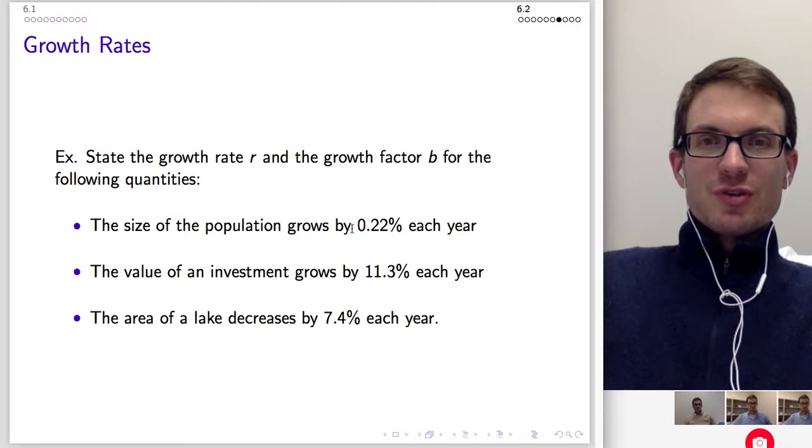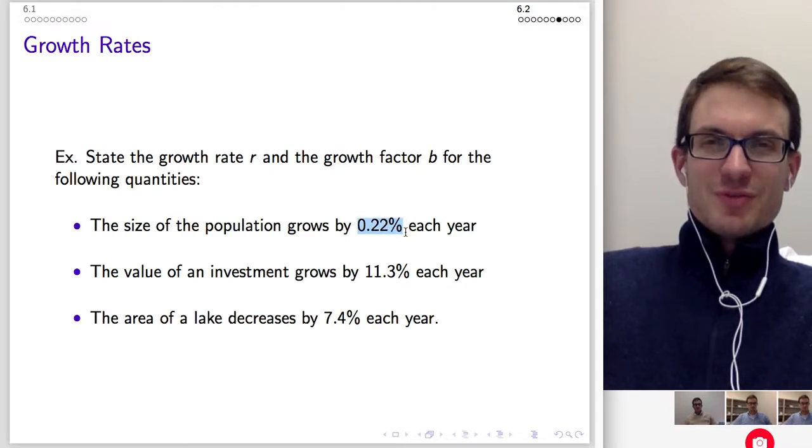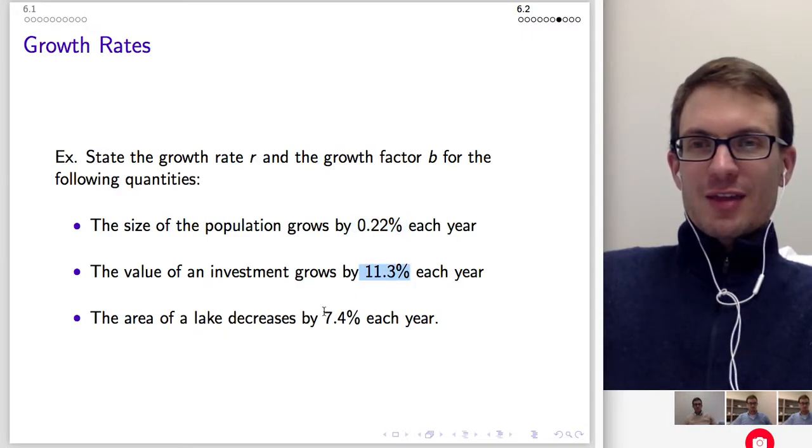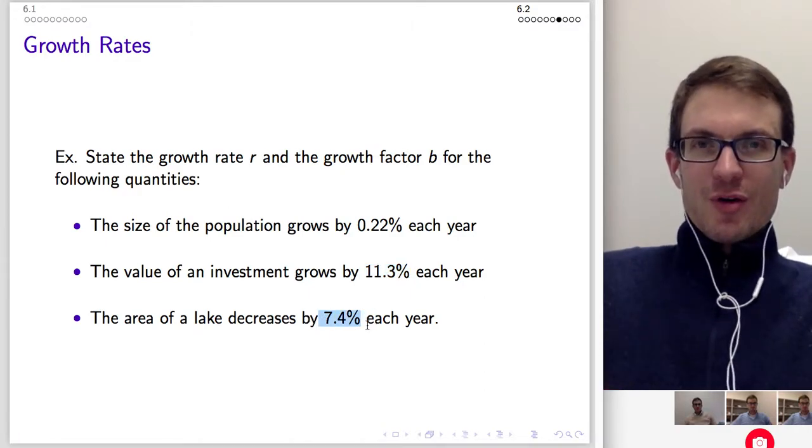The size of the population grows by 0.022% each year. This one's tricky, so be careful about this so you're not off by a factor of 100. The value of an investment grows by 11.3%, and the area of a lake decreases by 7.4% each year. So stop the video, go ahead, give it a try.